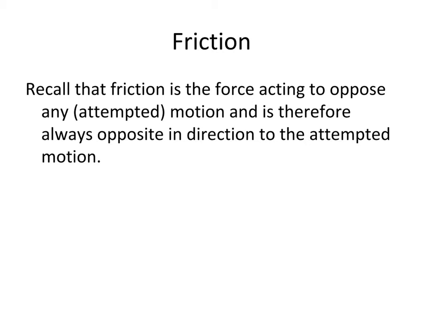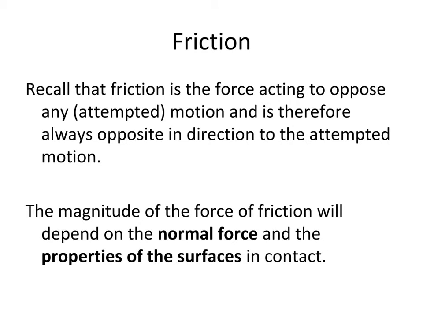Now friction, as we mentioned earlier, is the force that acts to oppose any motion of an object or any attempted motion of an object. So it's always opposite in direction to the attempted motion, or the motion if the object is moving. The size or the magnitude of the force of friction will depend on a couple of things. It depends on the magnitude of the normal force acting between the objects or the surfaces in contact, and it also depends on the properties of the surfaces in contact.